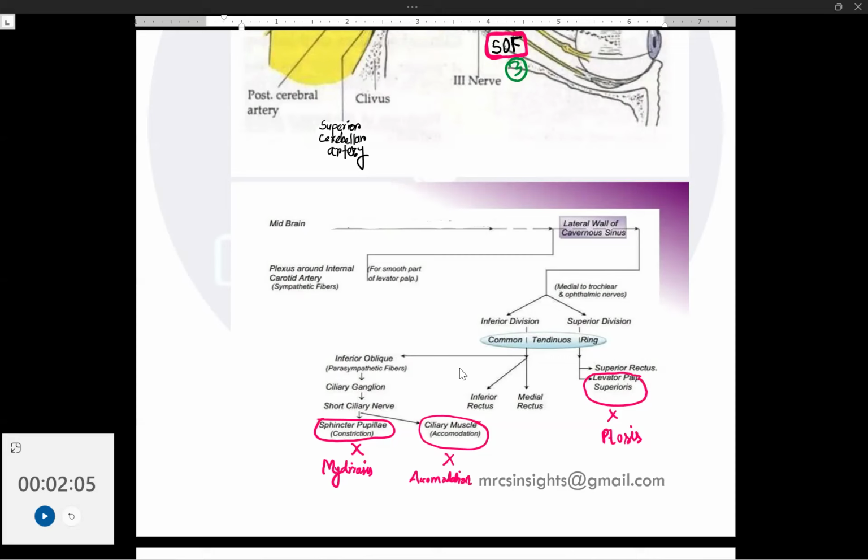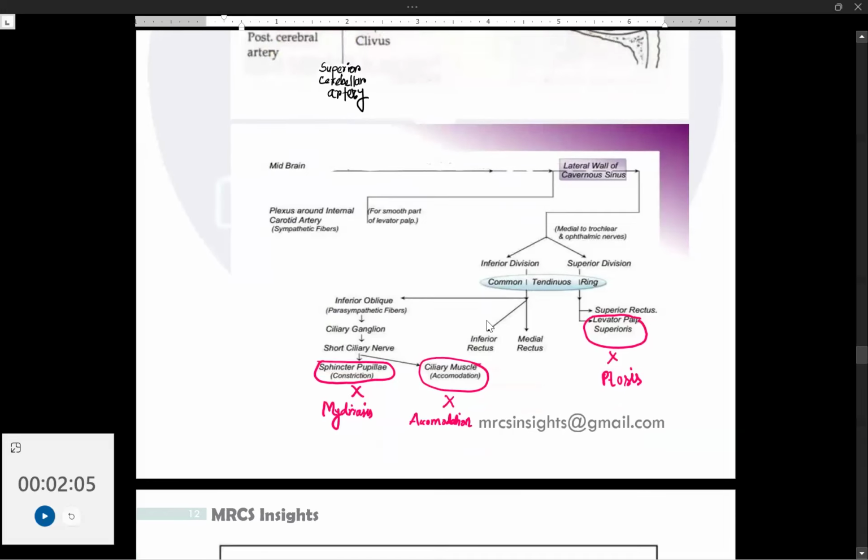If it gets injured, or any palsy occurs in the oculomotor nerve, what will happen? If the levator palpebrae superioris is injured, then partial ptosis will occur. If the ciliary muscle is paralyzed, there is loss of accommodation reflex. And if the sphincter pupillae muscle is paralyzed, then mydriasis will occur, that means a dilated pupil in case of oculomotor nerve palsy.